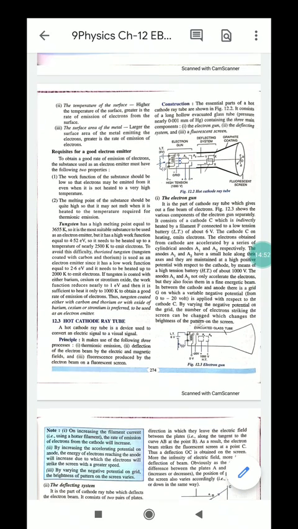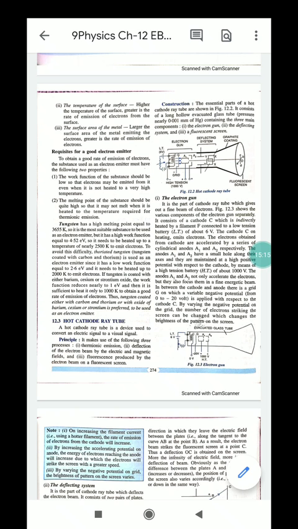So, what is an electron gun? It consists of the following components: cathode. It is a small filament of tungsten coated with a mixture of barium and strontium oxide. The cathode is heated with the help of a heating coil of tungsten connected to a low tension power supply. The cathode emits electrons when heated.